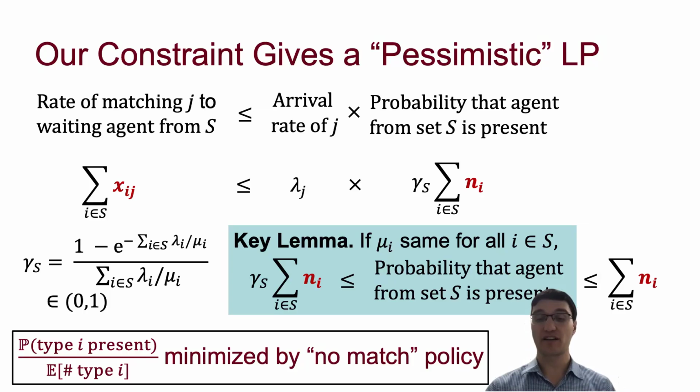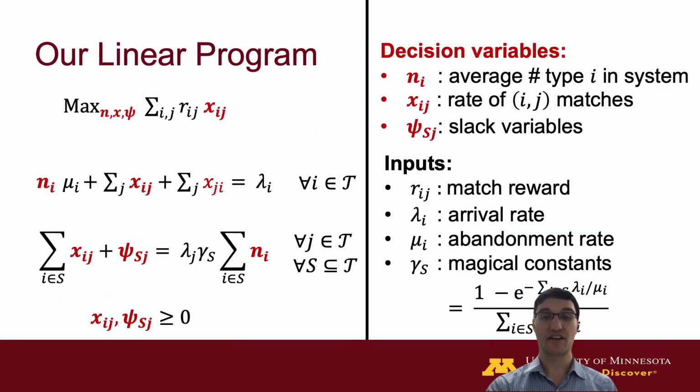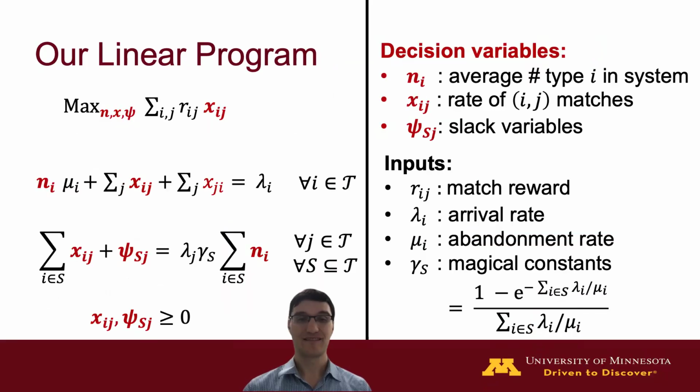Okay, so putting it all together, that gives us this linear program, which I already showed you, but now we can look at it again. The only thing I want to highlight here is that I've introduced a third set of variables, but these are really just slack variables. Originally we had this second constraint as an inequality. Now we've made it an equality by adding non-negative slack variables. So that's our linear program, and we can solve it.